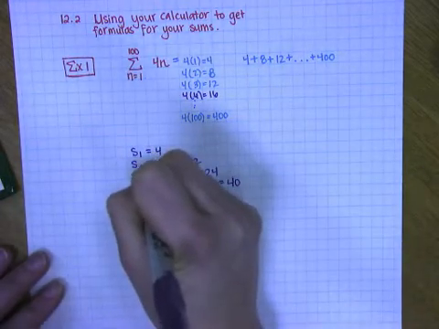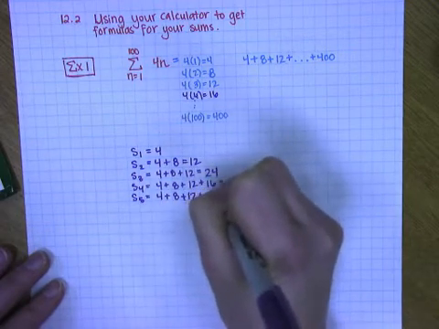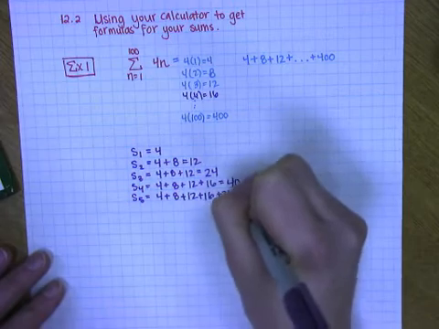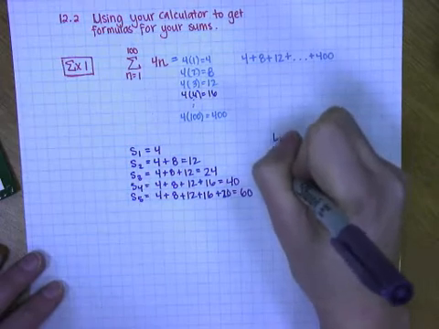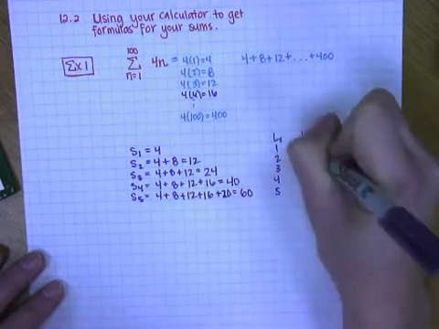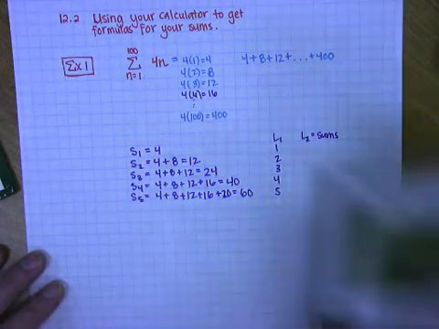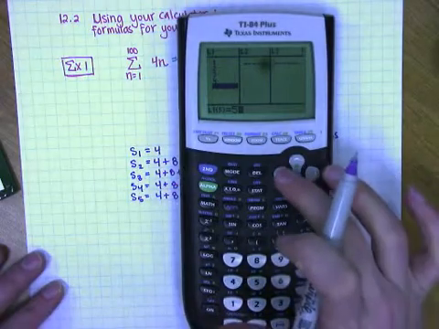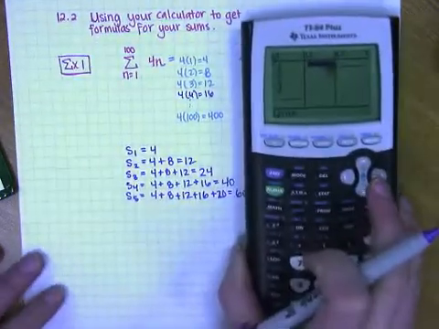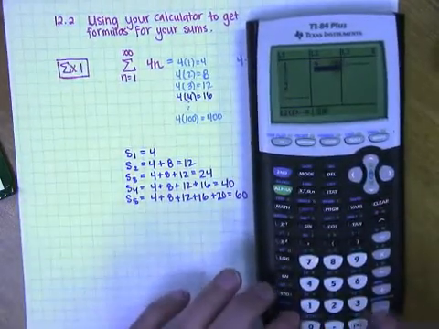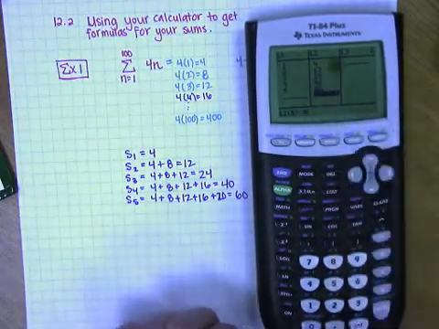And if I wanted to find S sub 5, I would add up the first 5 terms, 4 plus 8 plus 12 plus 16 plus, 4 more would be 20. And that would give me 60. Okay, so in your L1, you're going to have 1, 2, 3, 4, 5. And in your L2, you're going to have your sums. These are going to be your totals. We're going to type in my sums, which are 4, 12, 24, 40, and 60. So these L2s are your sums.